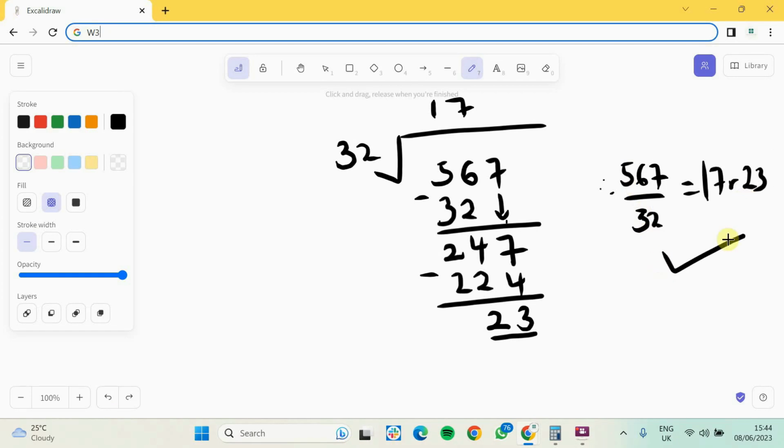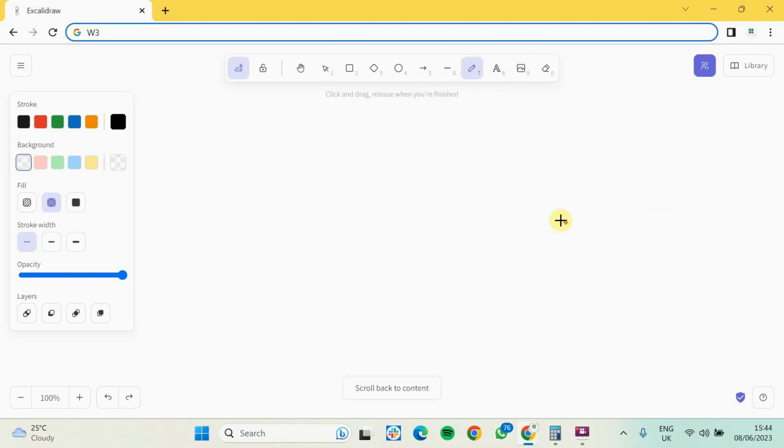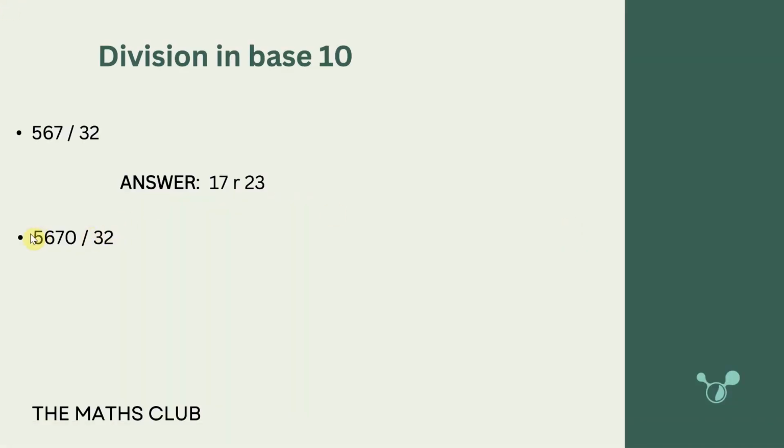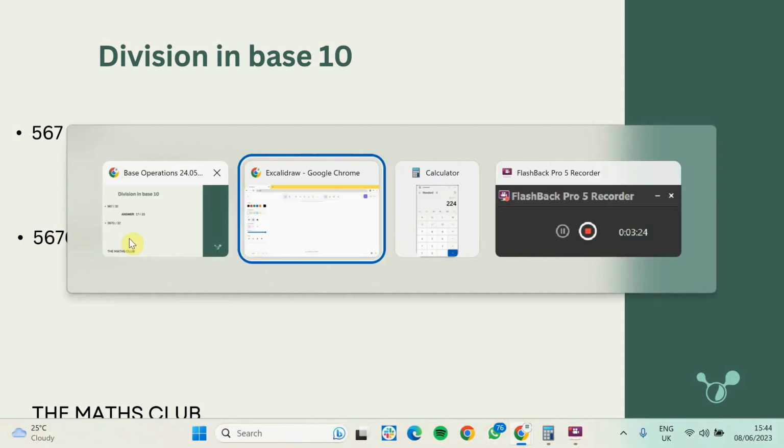If you are new to this method of division, don't worry. By the time you solve multiple questions, you see that there's nothing to it. Let's go to the next question. It says 5670 divided by 32. So let's see.